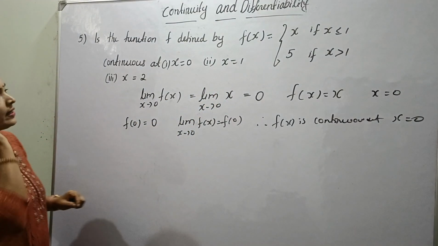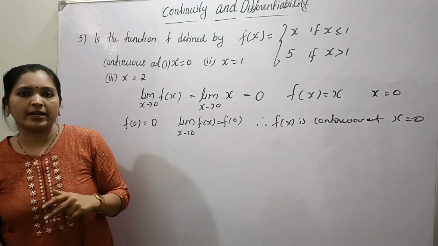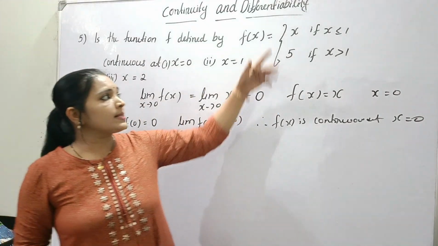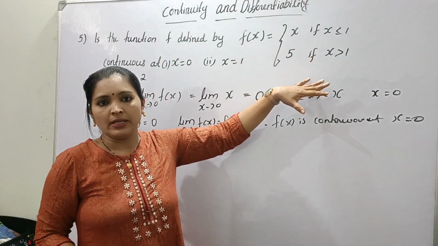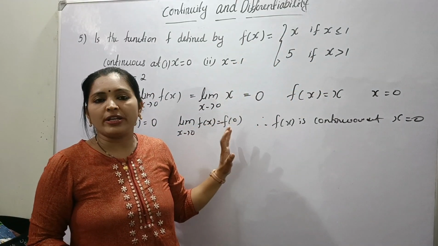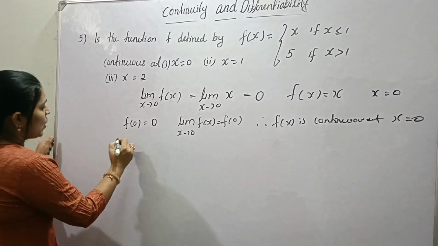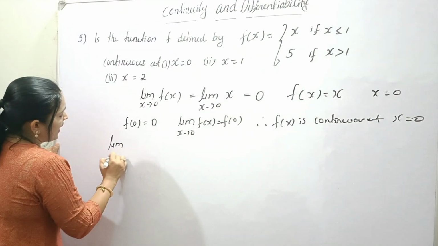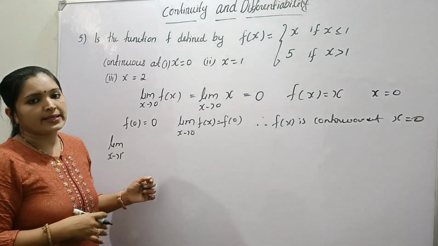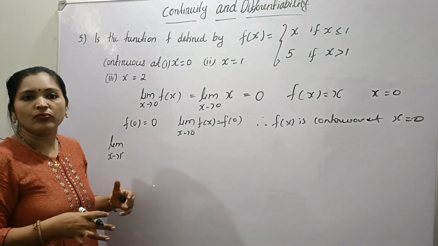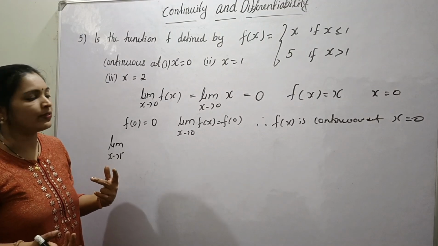So for that, here we need to check the left hand limit and right hand limit of the function, because our conditions are x less than 1 and x greater than 1. So here we need to find the left hand limit and right hand limit of the function. Okay, so limit x tends to 1 minus: the value of x is very close to 1 and it is less than 1.